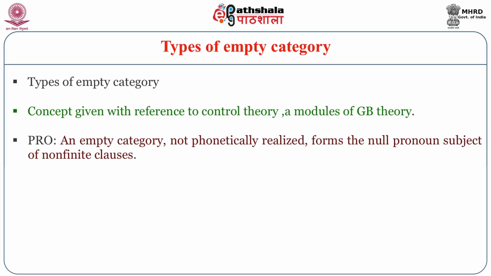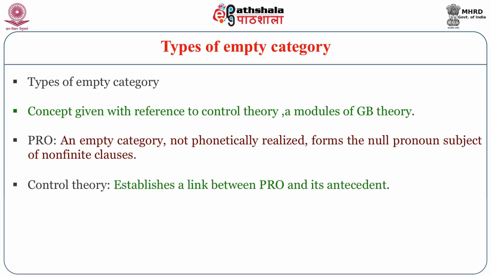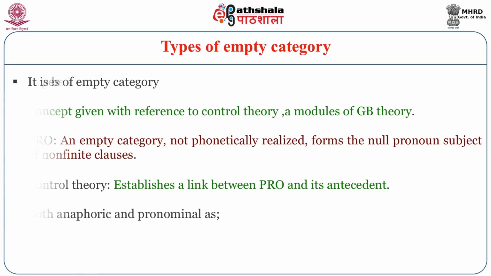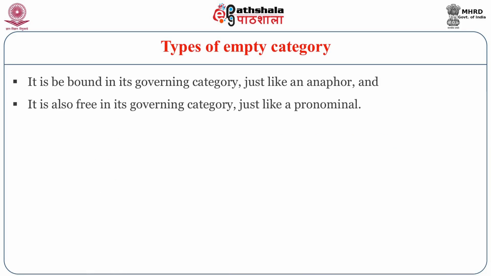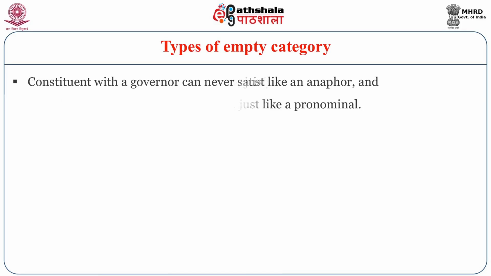PRO is an empty category, not phonetically realized, that forms the null pronoun subject of non-finite clauses. Control theory establishes a link between PRO and its antecedent. PRO is the short form for pronoun, both anaphoric and pronominal, as it is bound in its governing category just like an anaphor, and it is also free in its governing category just like a pronominal.